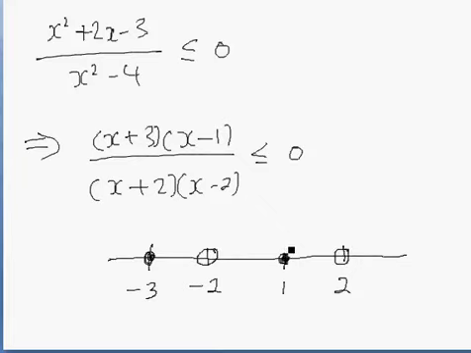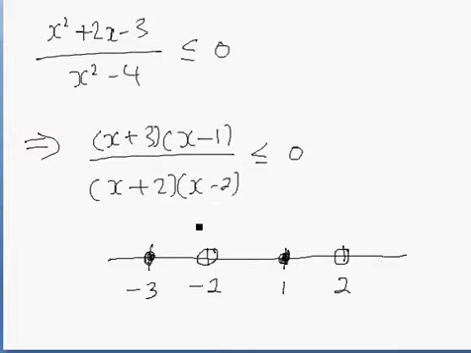Now once you are done, we are going to find out the overall sign for values within each interval. So let's take a look at what happens when x is less than -3. So we can test one value, say sub x equals to -4.